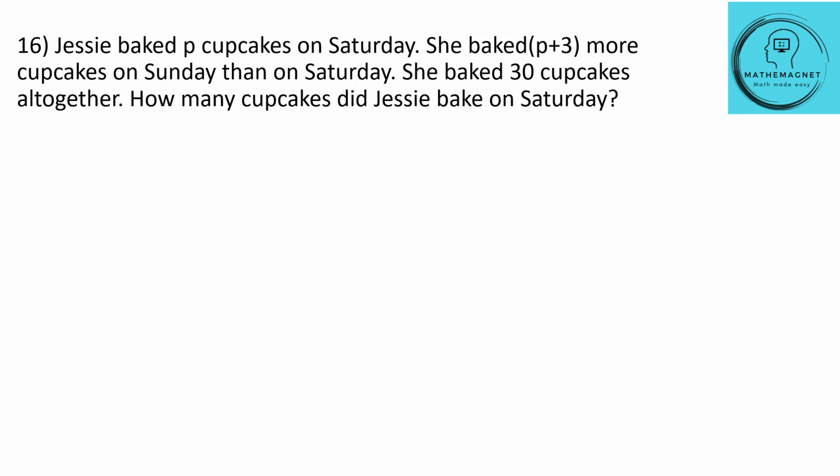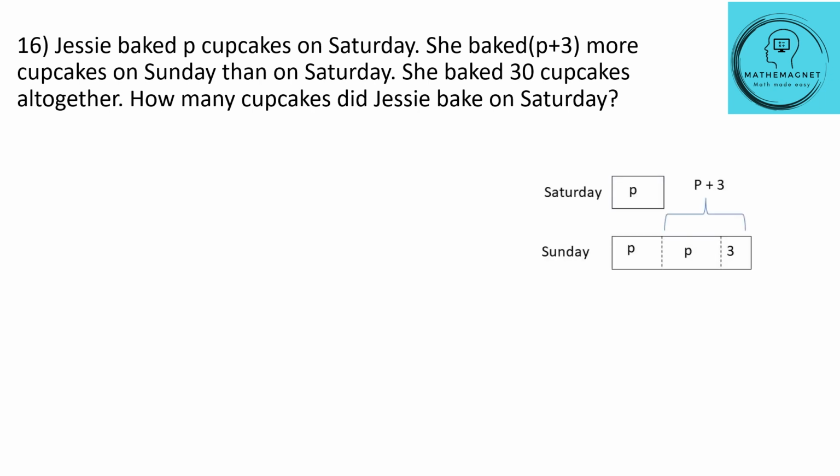Question 16. Jessie baked P cupcakes on Saturday. She baked P plus 3 more cupcakes on Sunday than on Saturday. She baked 30 cupcakes altogether. How many cupcakes did Jessie bake on Saturday? Let us start by drawing the bar model. On Saturday she baked P cupcakes, and on Sunday she baked P plus 3 cupcakes. So basically there are 2 P's and a 3. Altogether this is equal to 30 cupcakes.